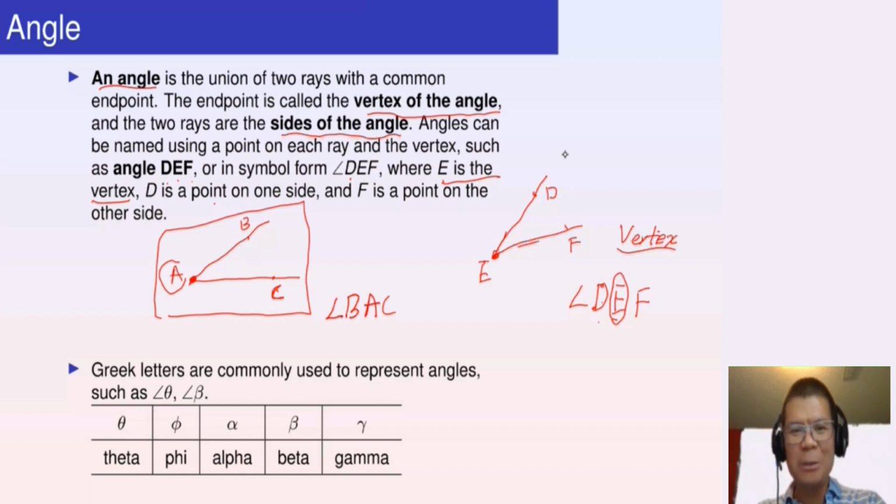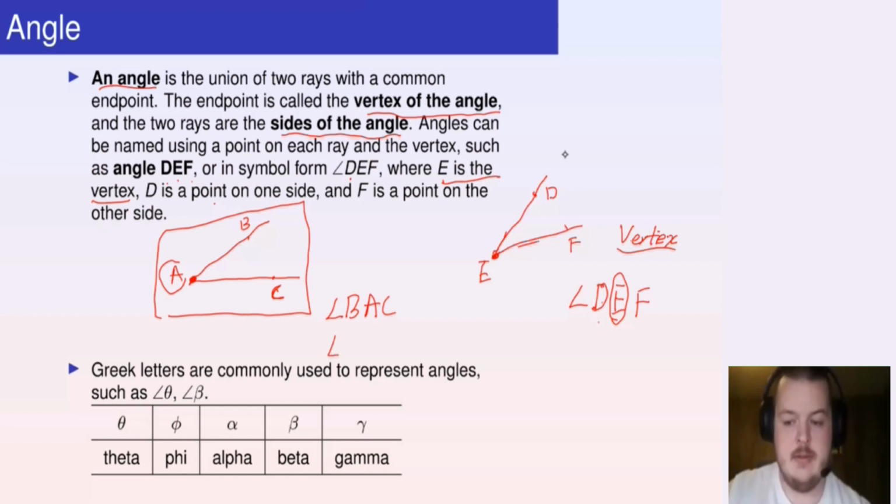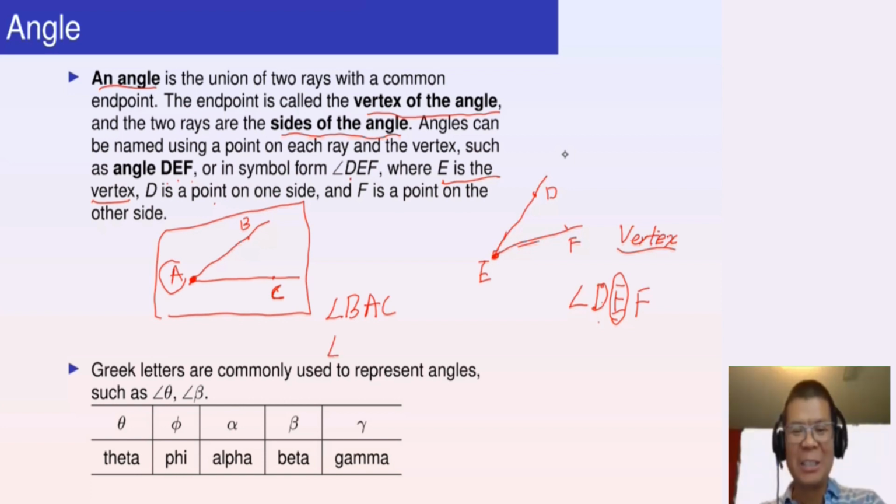Is there another way to denote this one? CAB. Yes, right? So they just say D is a point on one side, F is a point on another side. You can just use CAB as well. It's the same angle, right? So this is going to be the angle here. All right, so very good.